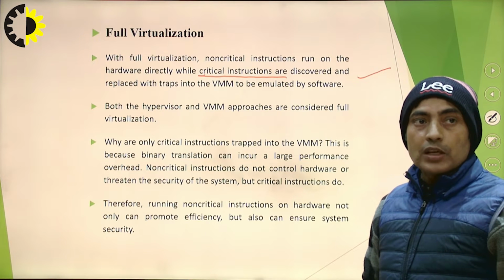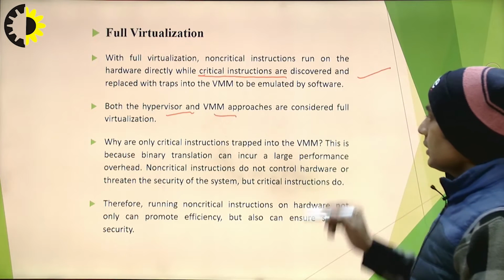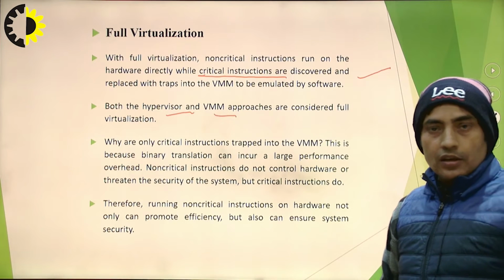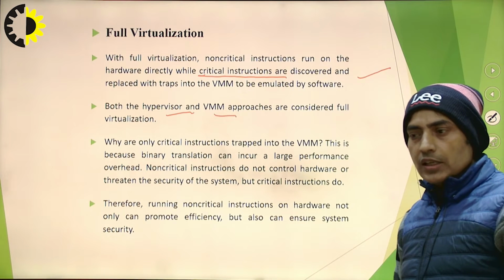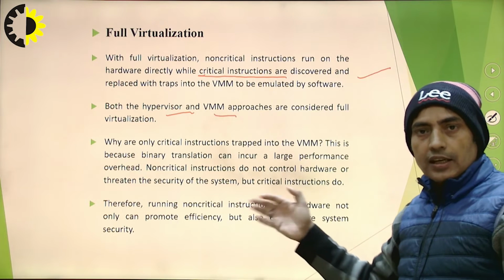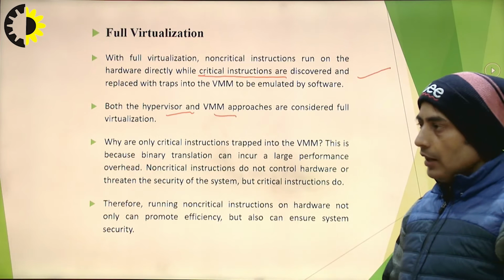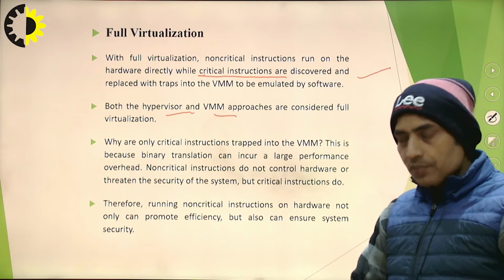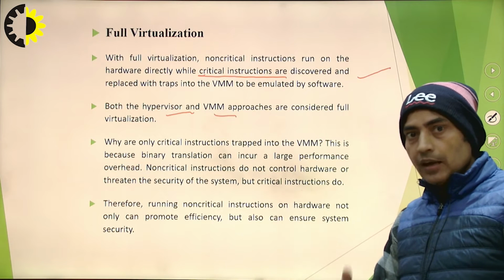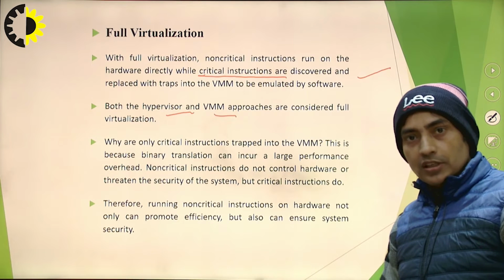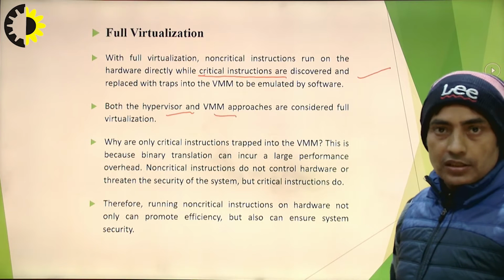So this is known as full virtualization. Both the hypervisor and VMM approaches are considered full virtualization. Lastly, we have seen the hypervisor and the virtual machine monitor. These two approaches use this full virtualization technique: non-critical instructions are directly executed by the hardware, and critical instructions are trapped by the virtual machine monitor, and then equivalent binary code is generated. That is known as the emulation process, and it is executed to perform the task of the critical instructions.